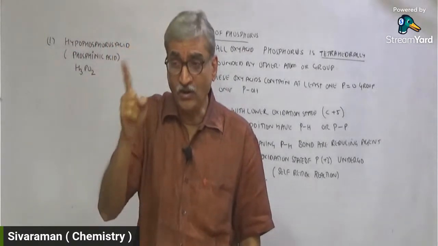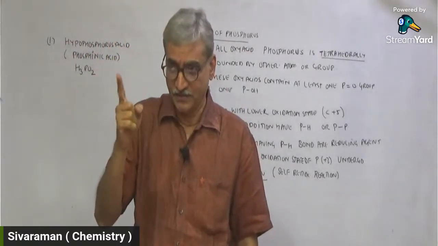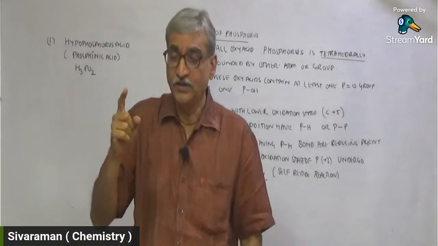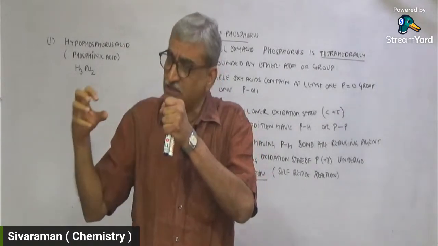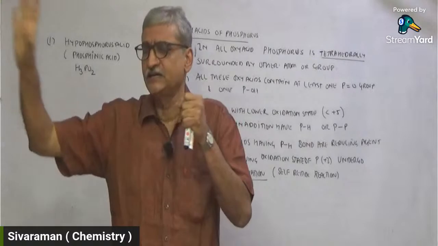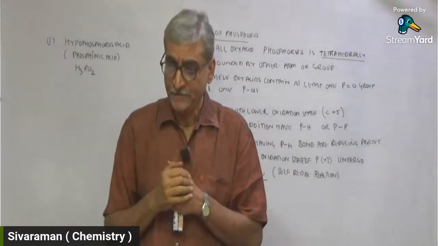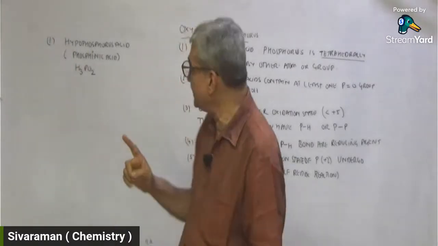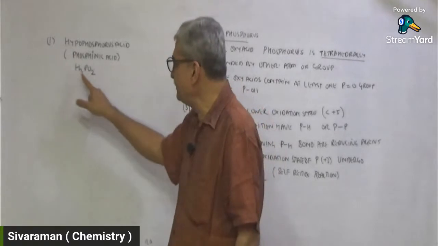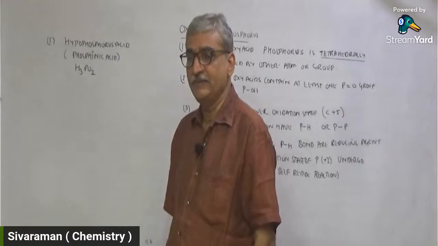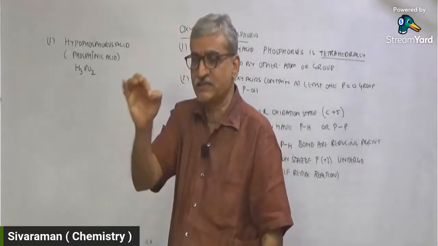I told you, all of them have a P=O bond. Only the P-OH bond, that much H+ ion will get dissociated to give the acidity. So don't make the mistake that H3PO2, with the hydrogens together, will be 2 OH and a dibasic acid. This is exactly the question which they ask.